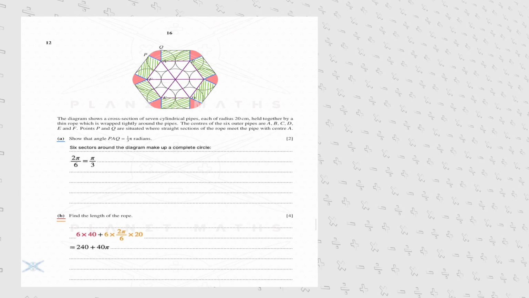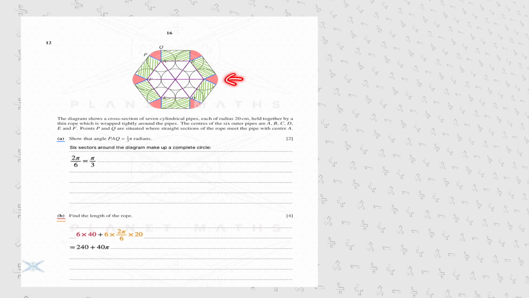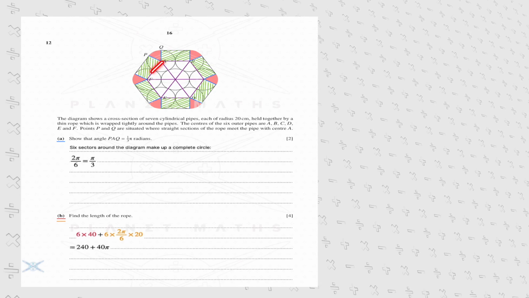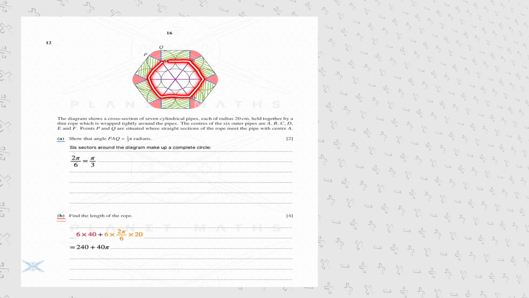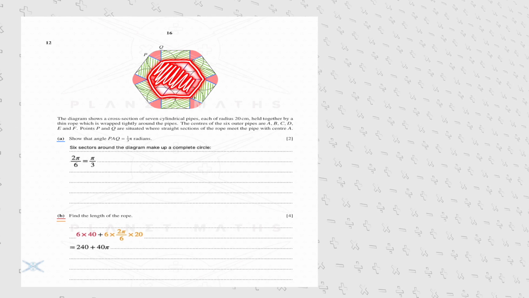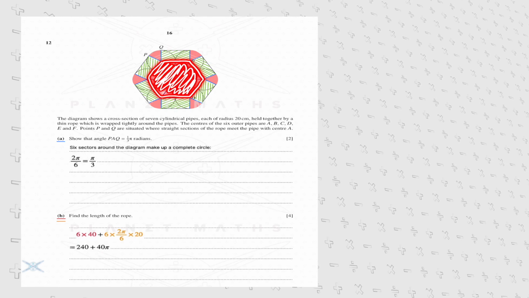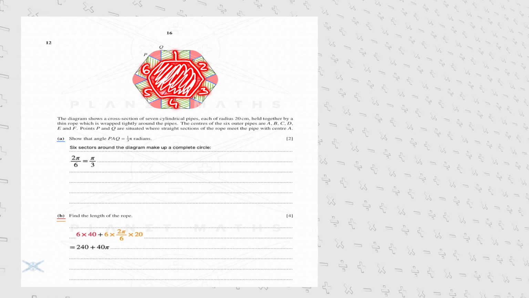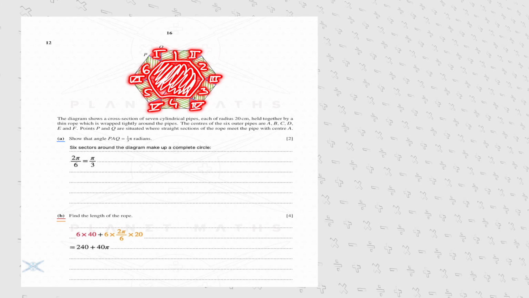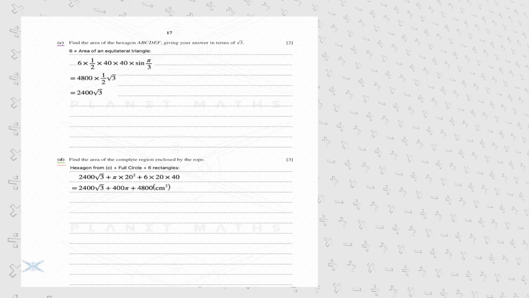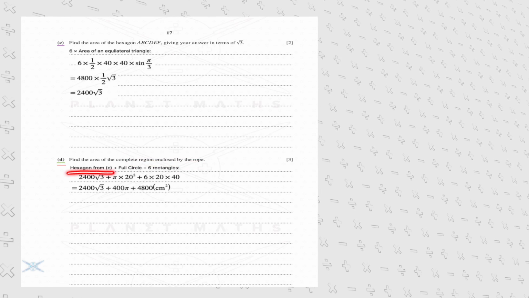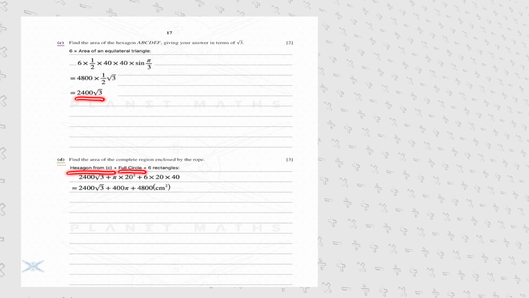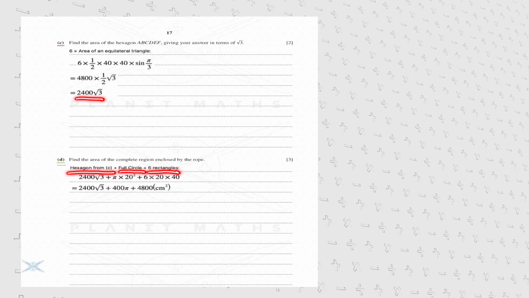Finally, we are supposed to find the area of the complete region enclosed by the rope. So to do that, we can dissect this entire diagram into 3 types of shapes. Firstly, the hexagon, and luckily for us, we have already calculated its area in the previous part of this exercise. Furthermore, it consists of 6 identical rectangles and the area of our circle. Therefore, we can determine the complete area enclosed by the rope by adding up the area for the hexagon plus the full circle plus 6 times the aforementioned rectangles.